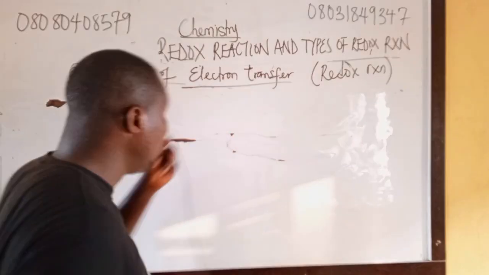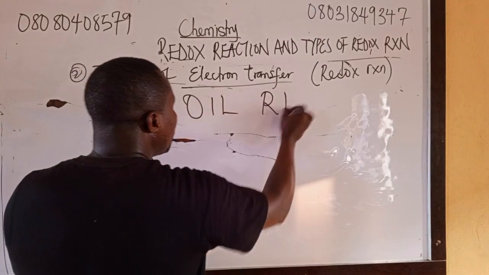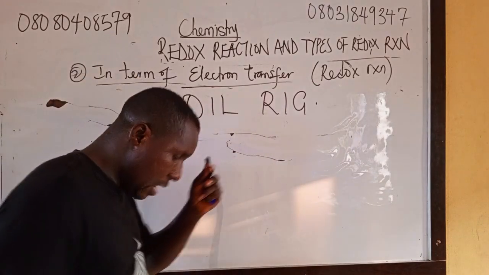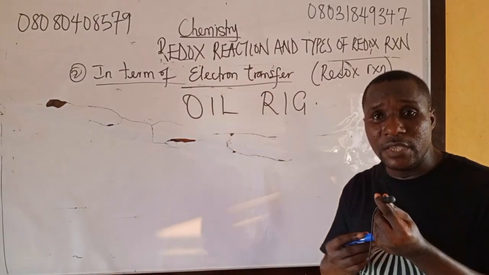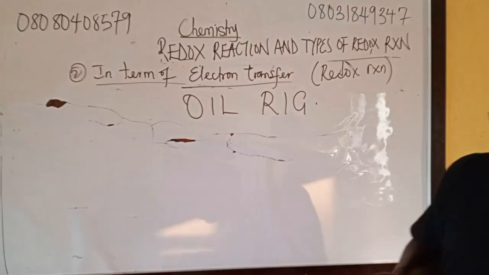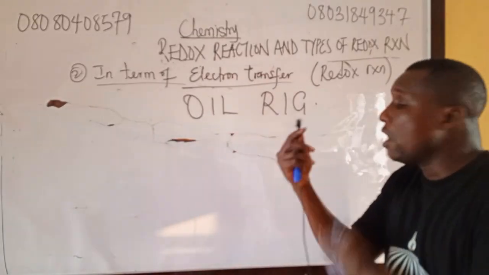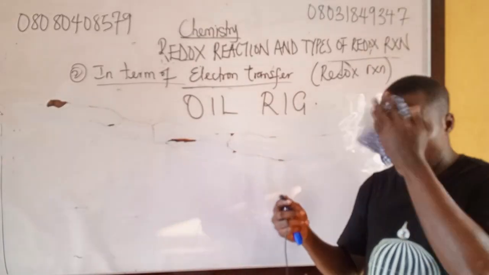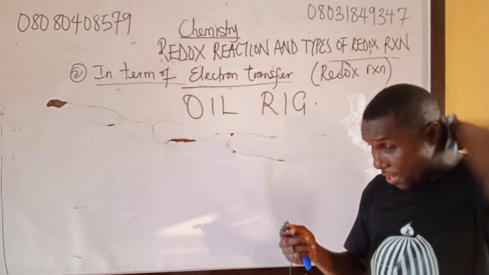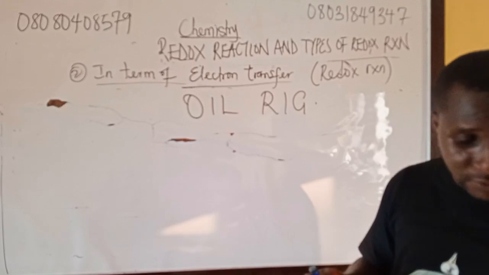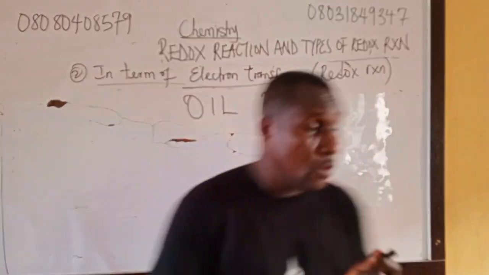This one is very easy. If you remember OIL RIG, that is the meaning. I won't write too much note on this. If they ask you to define redox reaction in terms of electron transfer, just remember OIL RIG. I will explain the meaning of OIL RIG.